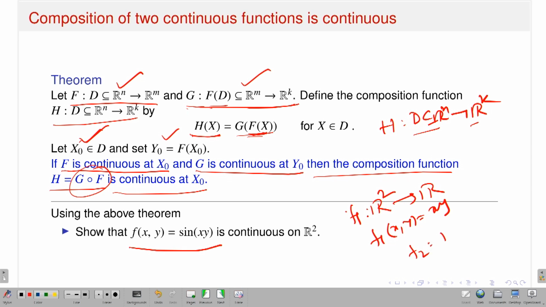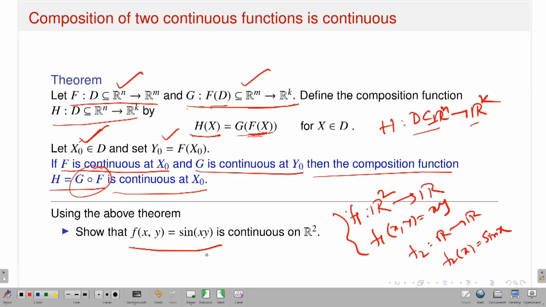Define f2 from R to R. What function? f2 of x is equal to sin x. So now f1, the value of f1 at (x, y), is the product x times y, and this is a polynomial in x and y. These are continuous functions. f2 is a sine function, which is a continuous function.